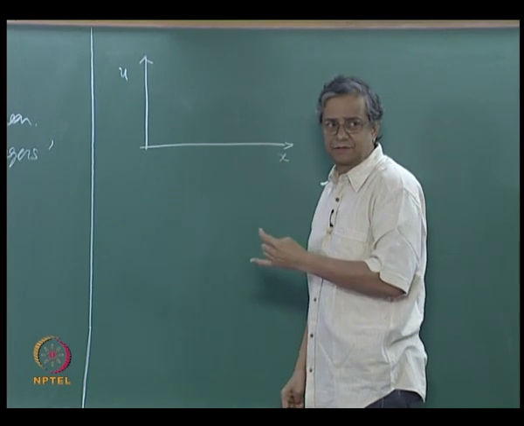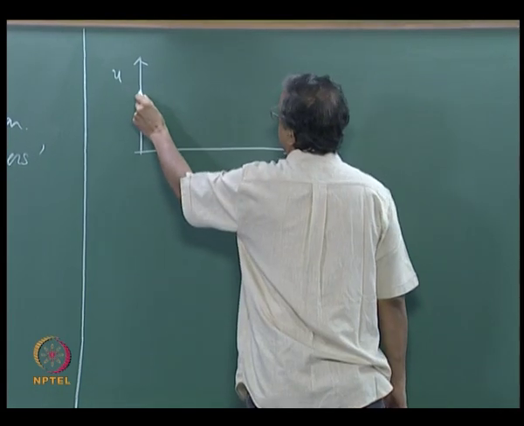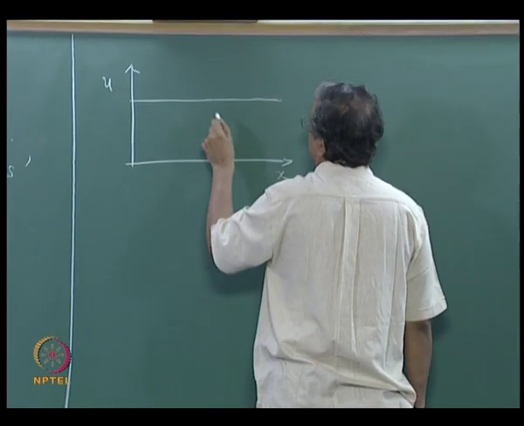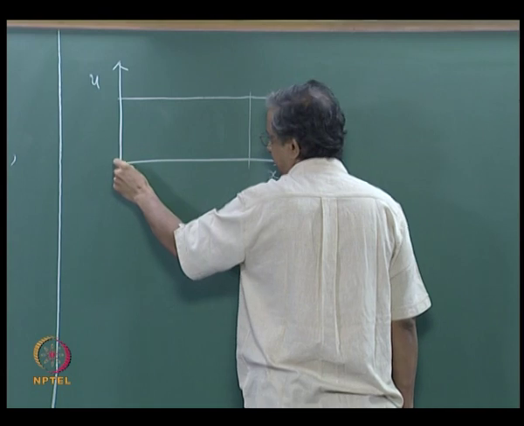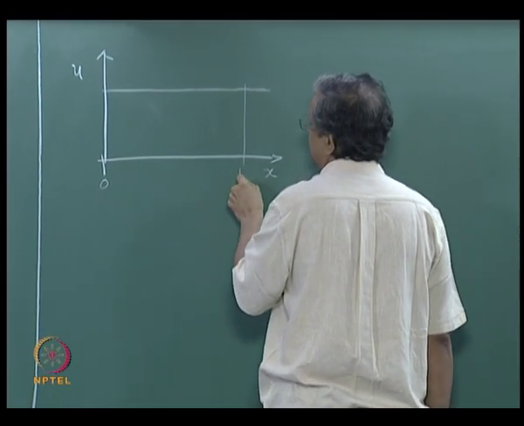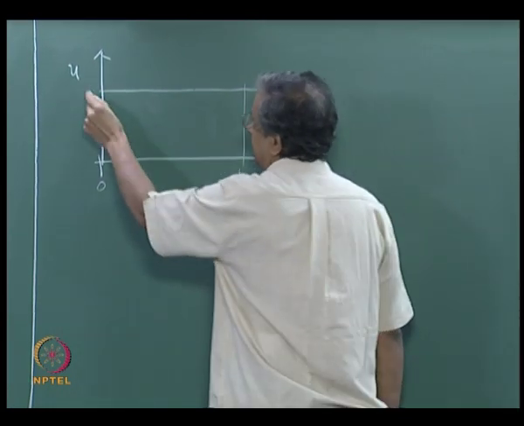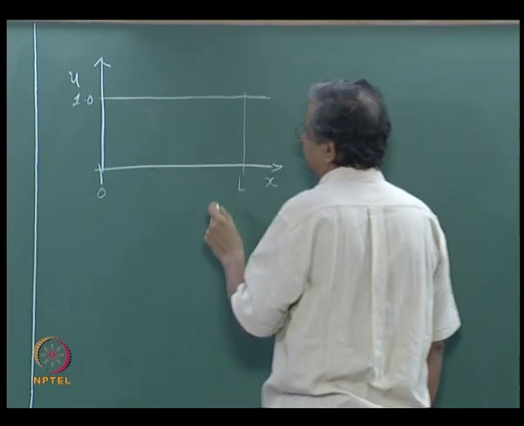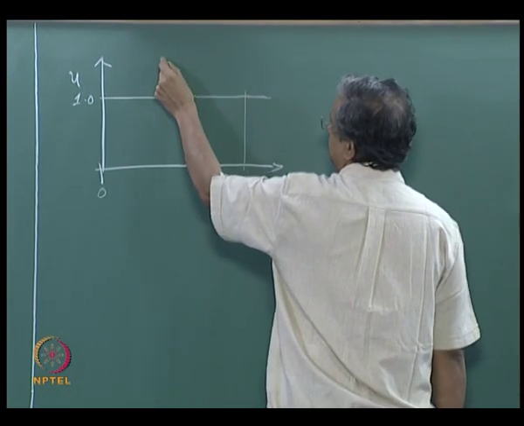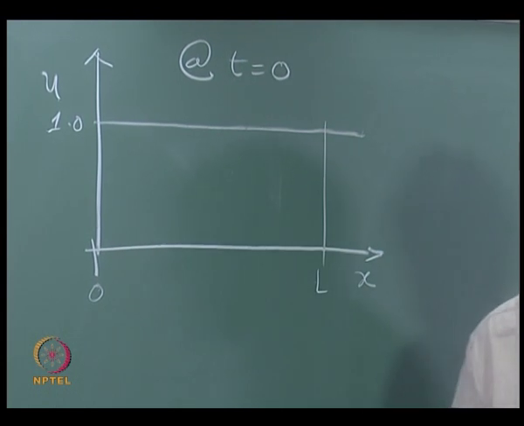Okay, we'll consider a series of initial conditions and see what we get. You consider an initial condition where u equals, and we are going to only look at, just like we did before, either a unit length or a length L or whatever, it does not matter. If the initial condition is 1.0, all of this is at t equals 0.